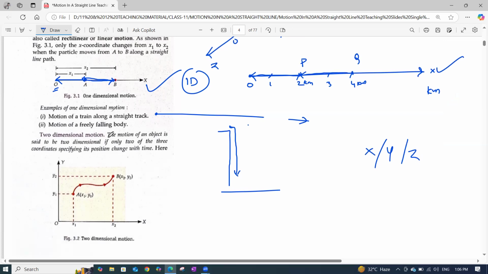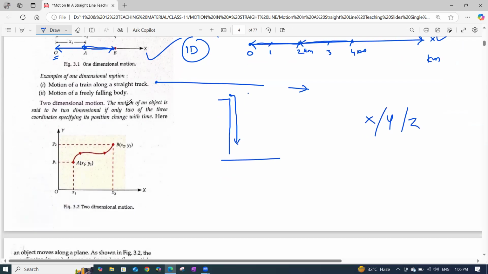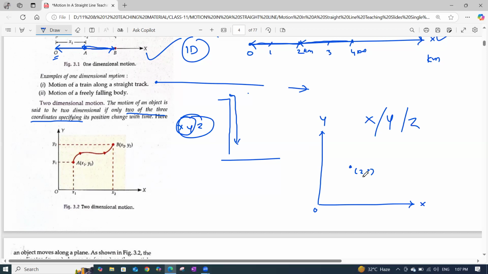Now, what is meant by two-dimensional motion? The motion of an object is said to be two-dimensional if only two of the three coordinates specifying its position change with time. So in three axes, x-axis, y-axis, z-axis, you have to see motion only in two axes. For example, consider this is x-axis and y-axis. First, the position of an object may be here. How to tell the position? We can make it as 2, 3. Means from x-axis, distance is 2. From y-axis, distance is 3.